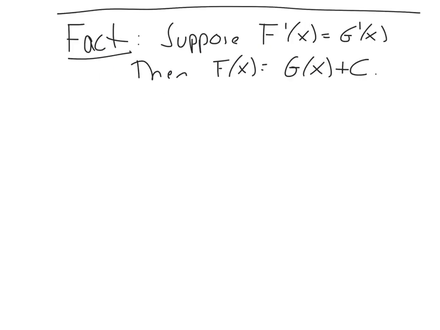To prove the second part of the fundamental theorem of calculus, we want to use the following fact, which is that if two functions have the same derivative, then their antiderivatives differ from each other by only a constant. We can use this fact to prove what's called the fundamental theorem of calculus part 2, which is Theorem 4 in your book.